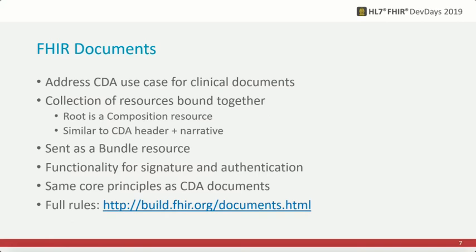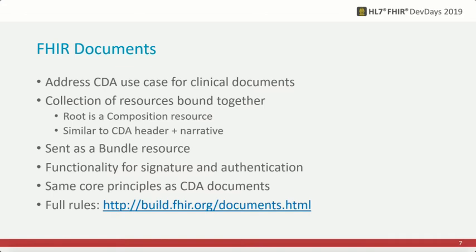The same core principles that I listed on that very first slide about persistence, potential for authentication, all that apply with FHIR documents. So nothing really changes there. The main thing that's changed is the syntax that you use and that tighter coupling to APIs. So I guess the point I'm trying to make is that FHIR documents address that same use case but make things a lot simpler and easier, especially for new implementers.